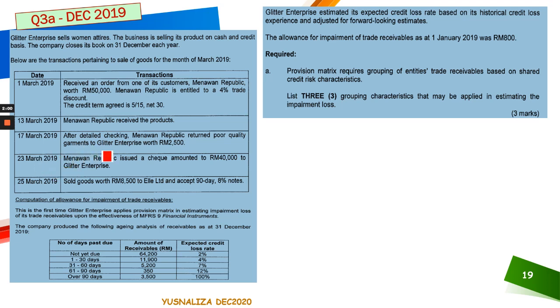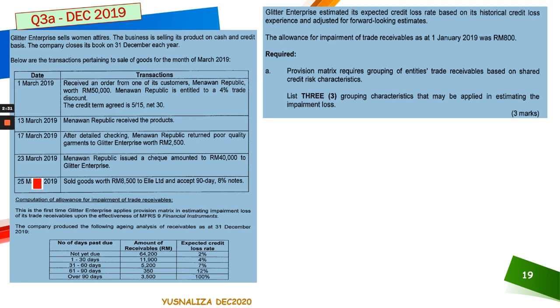And then on 23rd of March, the company Menawan issued a check amounting to 40,000 to our company. Our company here is the reporting entity itself, Vita Enterprise. So when you receive the check, you need to debit your bank account, credit the account receivable Menawan. You need to check whether that is a full payment or not, because earlier the goods that were sold were 50,000 and some returns were made after that.